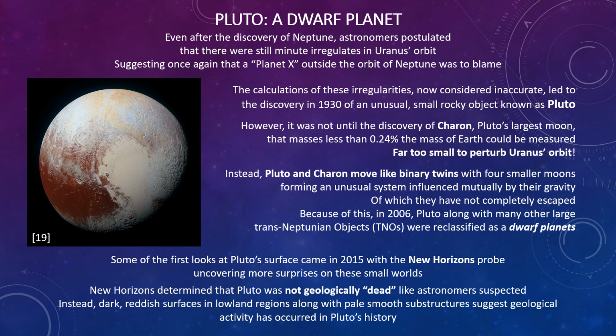And so Pluto being so far away, we didn't have a very good look at it until 2015 when the New Horizons probe went by, and that gave us a lot of surprises. It was long thought that Pluto would be geologically dead. However, Pluto's surface is actually very active in appearance. I say very active. This is relatively recently, so still millions to billions of years ago. But Pluto's surface had some dark red areas in lowlands, along with pale, smooth substructures, which suggests a lot of geologic activity in Pluto's history.